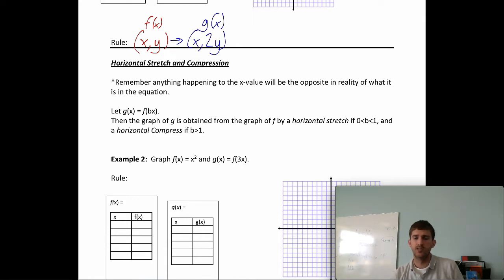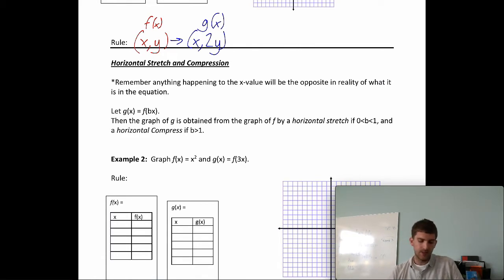Okay, so this next part's a little harder. Horizontal stretches and compressions. So it's kind of like what we did with shifts, where everything that seems to be going on with the horizontal is kind of the opposite of what you'd expect. So anything happening to the x value is the opposite of, in reality, what's going to be going on.